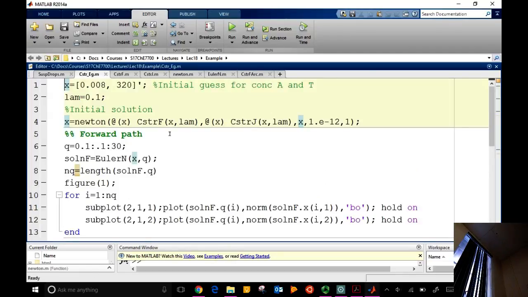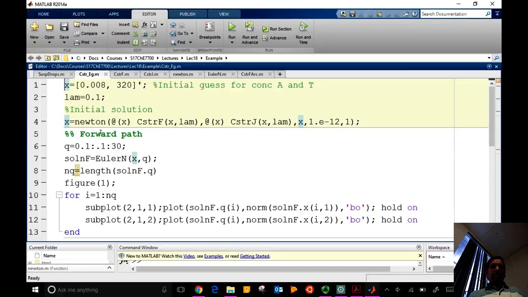This is my driver. I'm solving all the various parts I'm going to show in various sections. In the first highlighted section, I create the initial guess vector. X equals 0.008, 320. 0.008 is the initial guess for the concentration, 320 is the initial guess for the temperature. I could have put any number because I have no clue, right? And I will normally end up with a blowing up system. It doesn't converge. This is why Newton method has to have a good initial guess. If it has a good initial guess, it converges like a charm in 2-3 iterations. If you have a poor initial guess, it'll just keep blowing up on you because it takes the gradient far away. Okay? And lamb is, as I said, my parameter that I'm varying, which is q in this case.